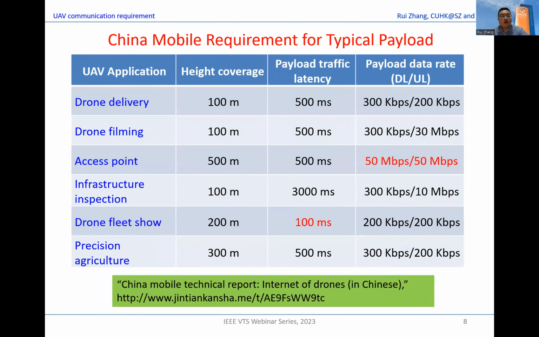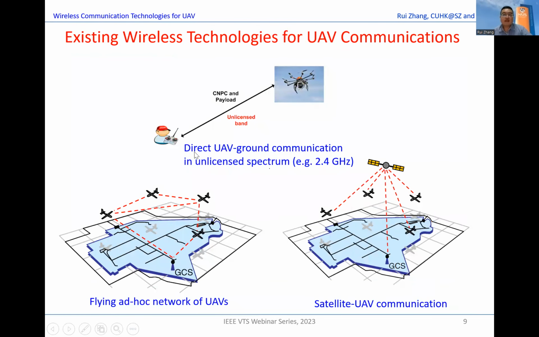I also want to give some examples provided by China Mobile for typical UAV payload data. As you can see, if you use the UAV as an area access point or base station, then the payload data rate will be very high. But for some other applications, for example the drone fleet show, which only depends on the CNPC control signaling, the latency requirement is the lowest. It's 100 milliseconds.